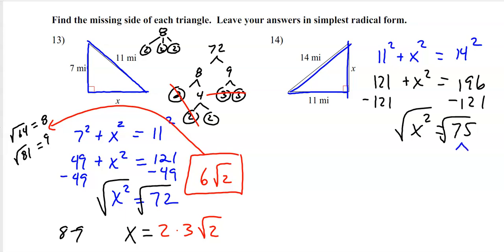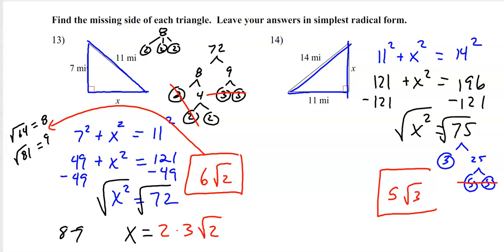Well, how about 3 and 25? And then 5 and 5. So you have a pair, count it once. You have a loner, count it once. And 5 times the square root of 3 would be the answer for this one.